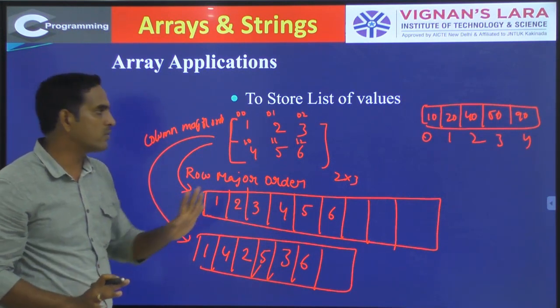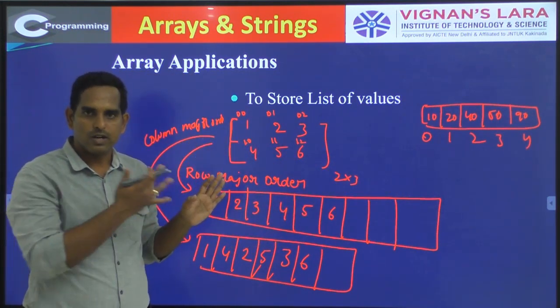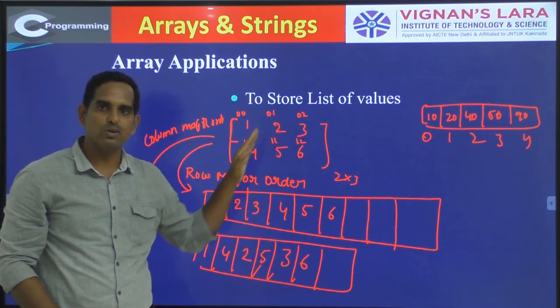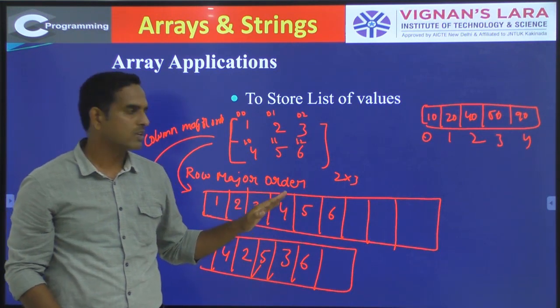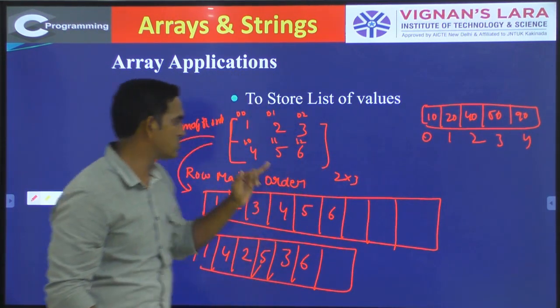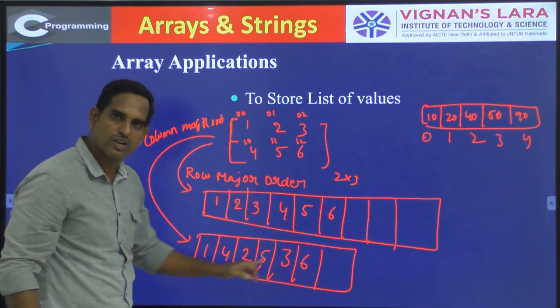So whatever the dimension of your array may be, you can be assured that most of these arrays will be used to store a list of values. You will use the one-dimensional array to store a list of values, and you will use your two-dimensional array to store a list of values as well.